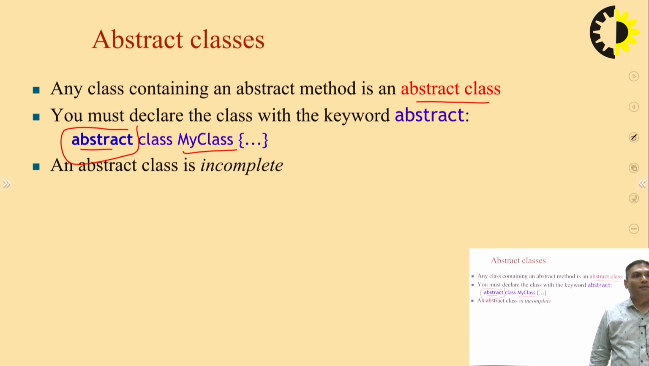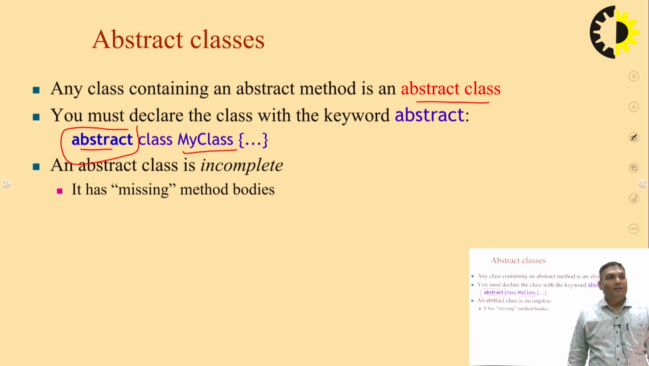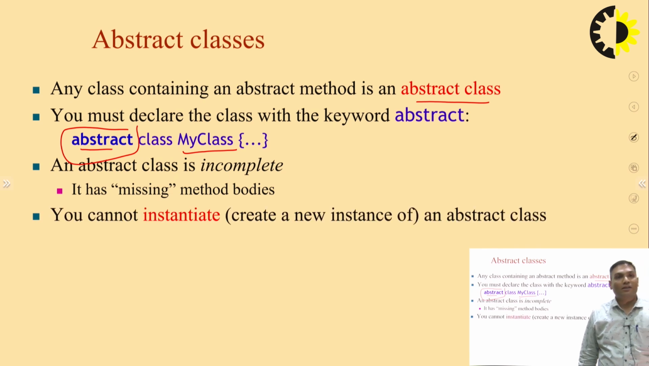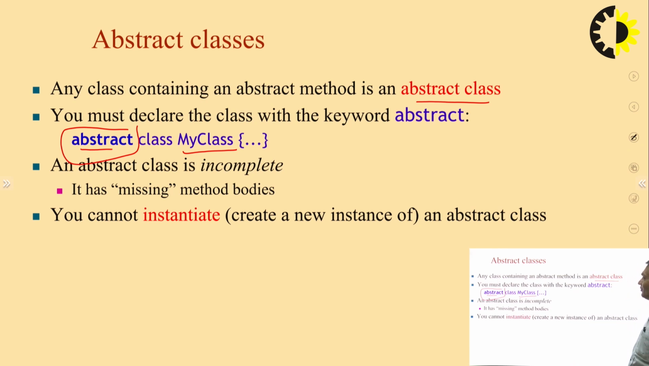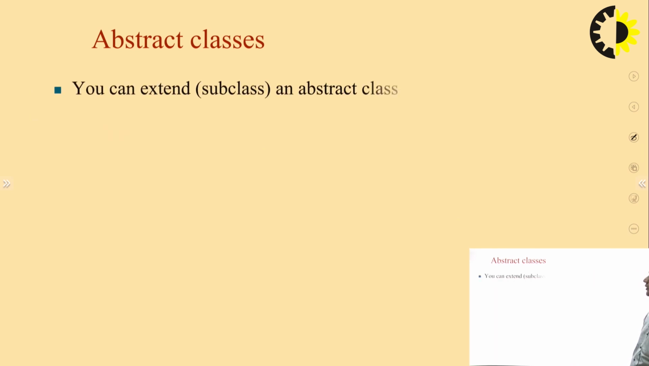An abstract class is also called an incomplete class because the methods defined inside this class are abstract, and the method bodies are missing here. You can't directly instantiate these kinds of classes, so you can't create the object of an abstract class. But an abstract class can be extended in a subclass. You can extend an abstract class inside a subclass.